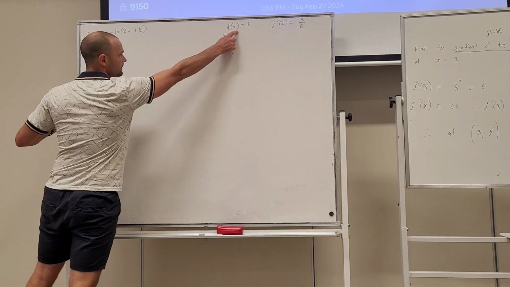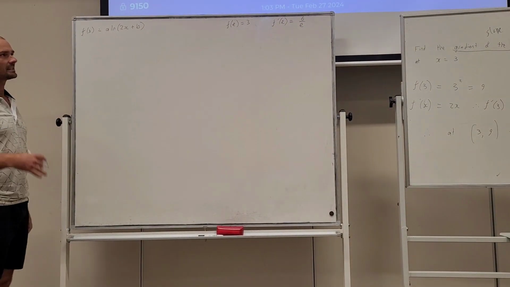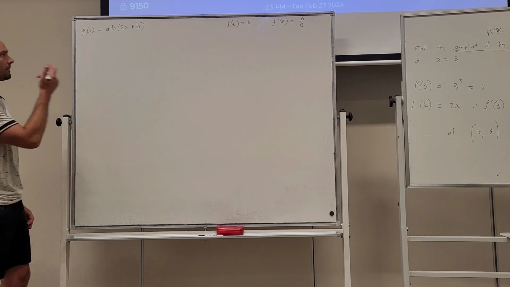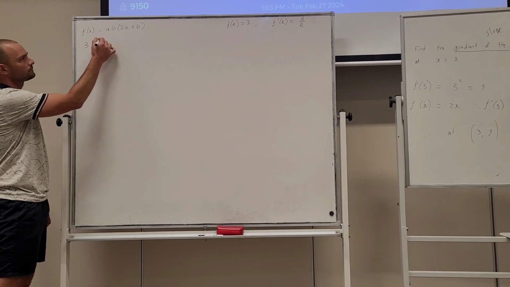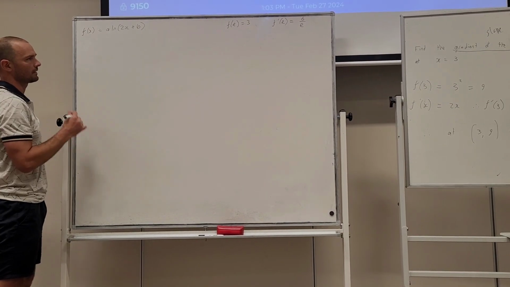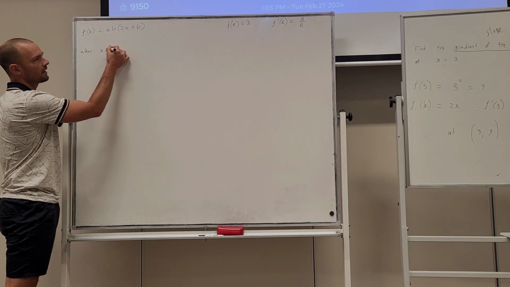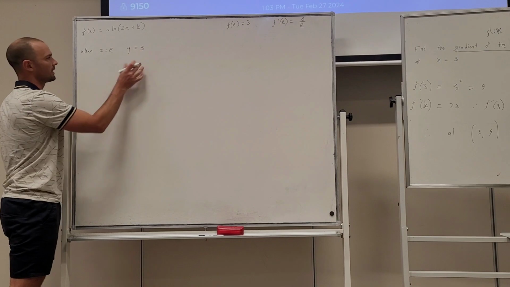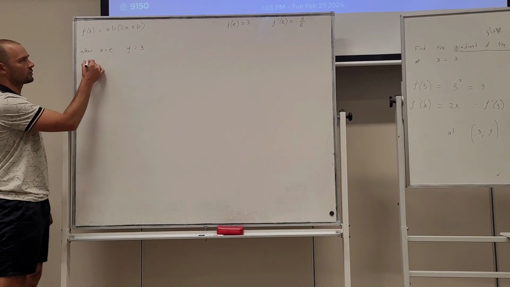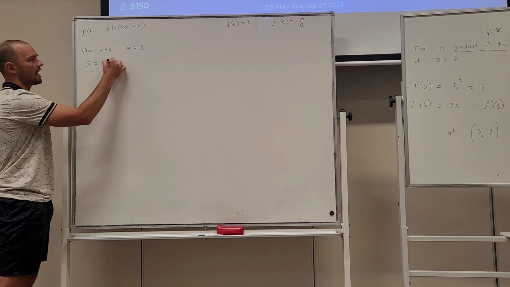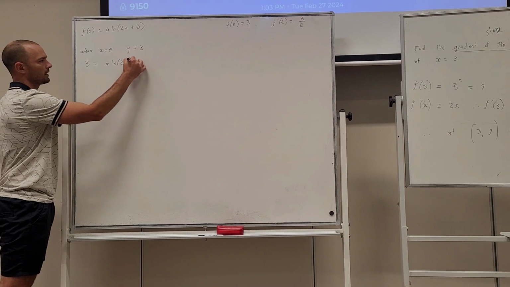So the first piece of information we've got is when x is e, the y value is 3. Or maybe, let's even try and make the argument a bit cleaner. I'll say when x equals e, y equals 3. And so I'm going to plug that into our equation. So we'll have 3 equals a ln of 2e plus b.